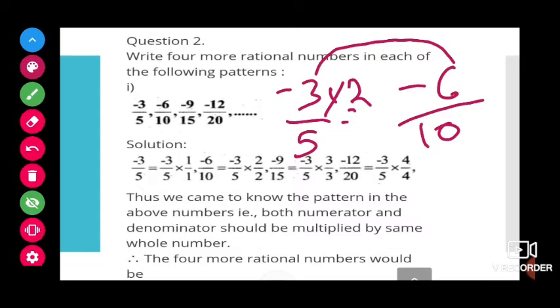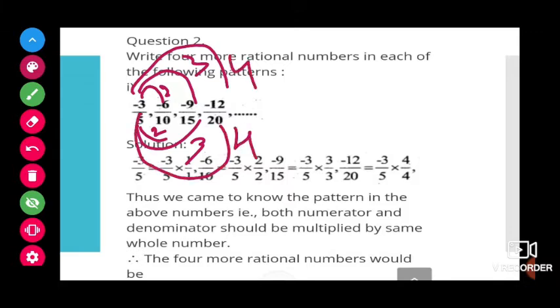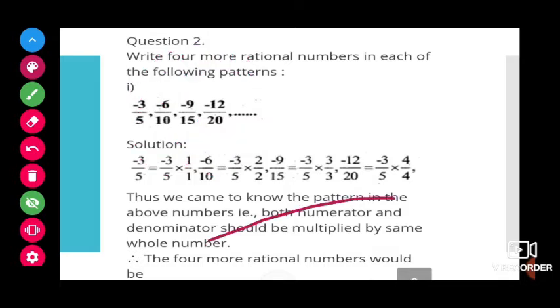Next one, same way, 2. If we do, we will get 10. So minus 3 by 5 into 2 by 2 first. If we multiply with 3 by 3, we get the next number. Then if we multiply with 4 by 4, then we will get the next number. So what will be the next pattern? Next we have to multiply with 5, next 6. I think you understand the pattern, no?